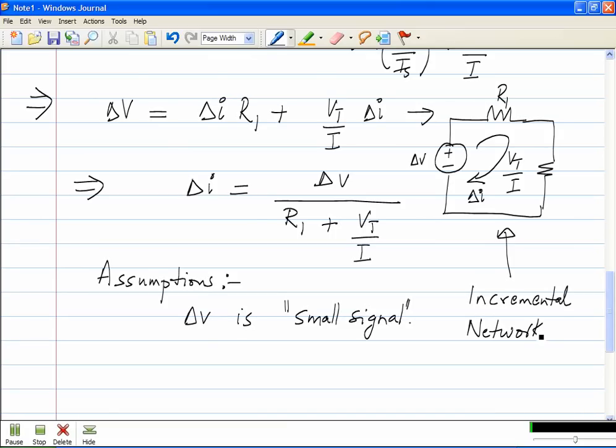So all the original fixed voltages are gone now. That V1 is not there anymore, the I is not there anymore. What you have are only the incremental quantities, which are delta V and delta I. You understand? So given delta V, you can find delta I, and to find the total current, what would you do? The total current will simply be I plus delta I.